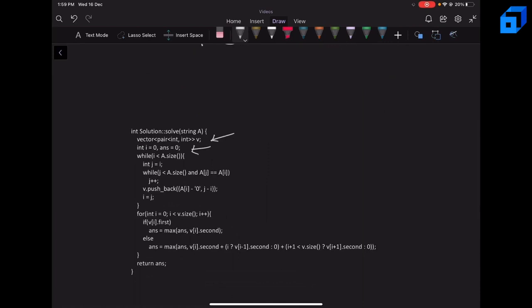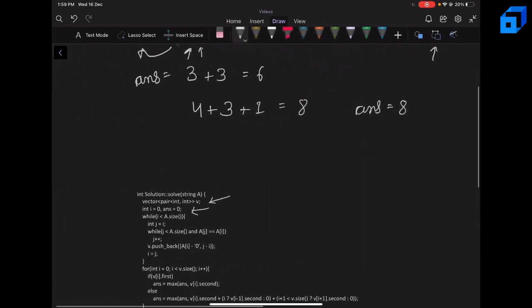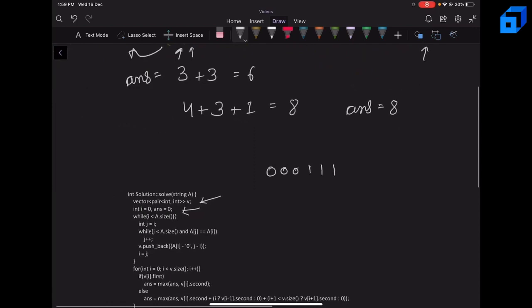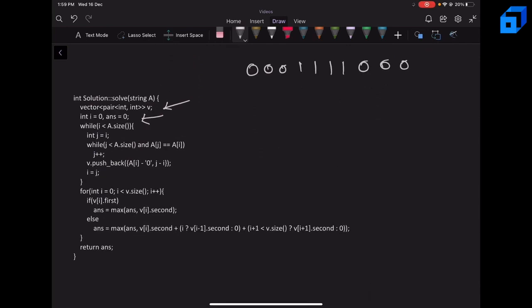So we initialize i as 0. Let's actually try to do this on this example as well, which is 0, 0, 0, 1, 1, 1, 1, 0, 0, 0. Okay, so let's just do it for this substring. Initially we initialize i as 0, and while i is less than the length of the array, that means we haven't processed the complete string. We initialize j as i. So j is the pointer which will move to the next if the characters are equal.